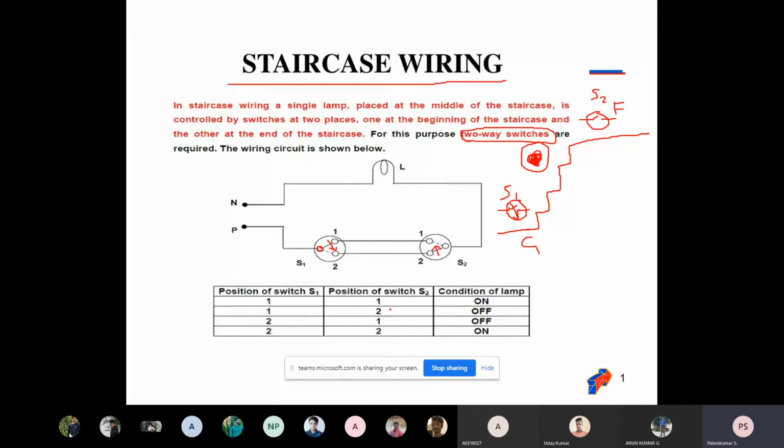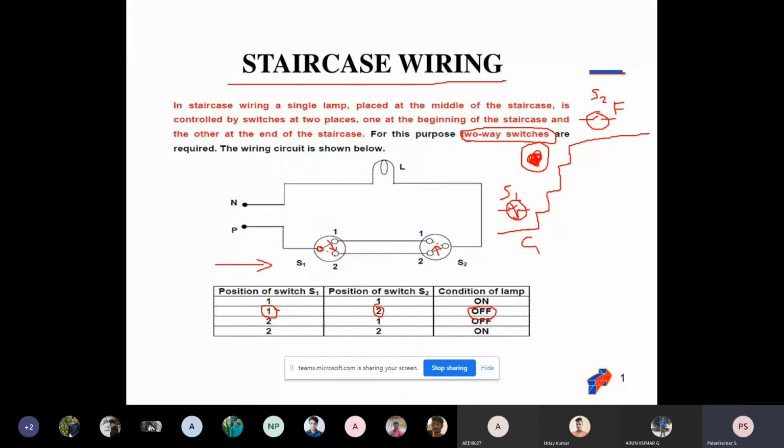So if you see the truth table, if I keep switch 1 and switch 2 in such a way that switch 1 is in position 1 and switch 2 is in position 2, this is an ideal condition where the lamp will be in the off condition.